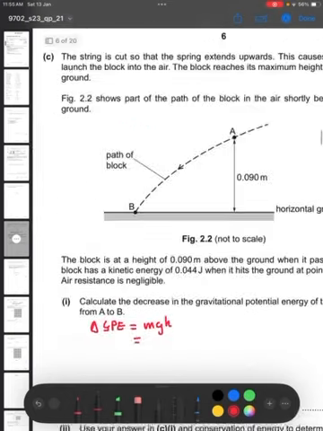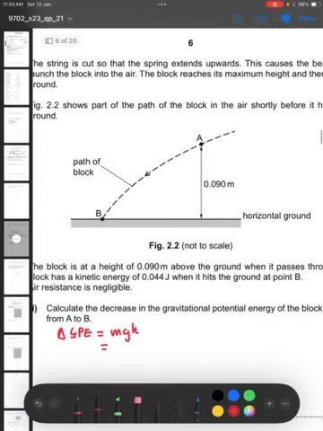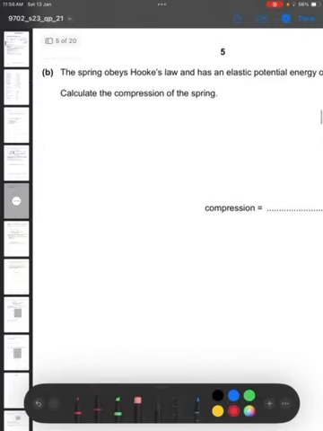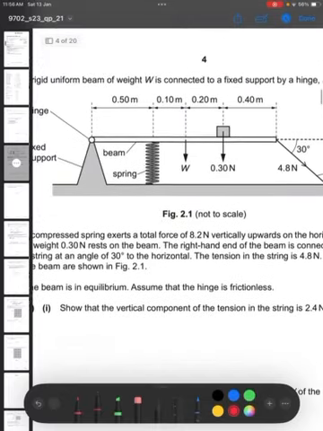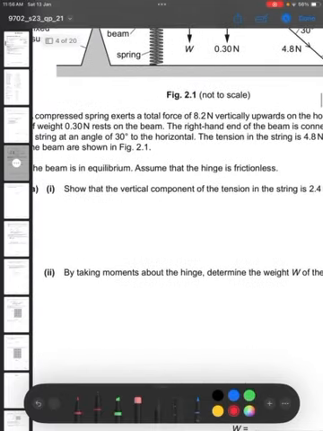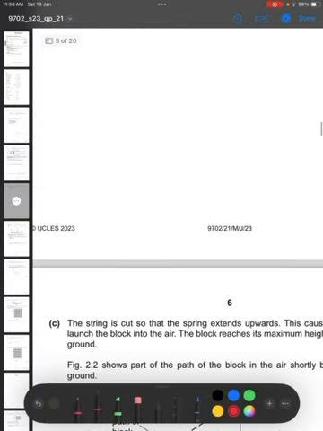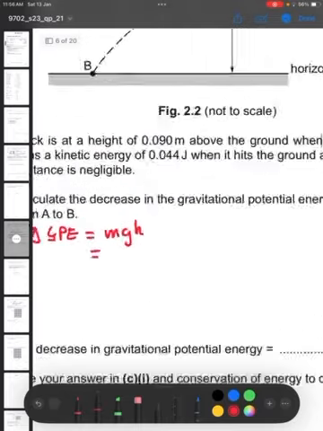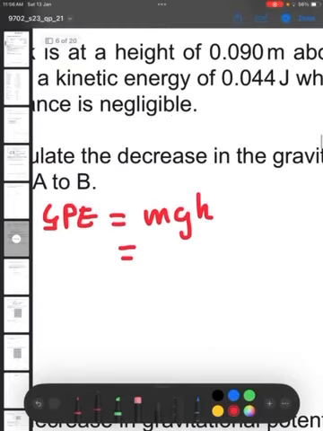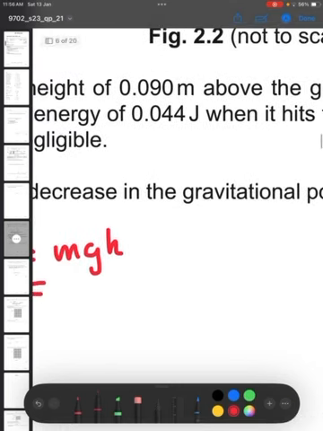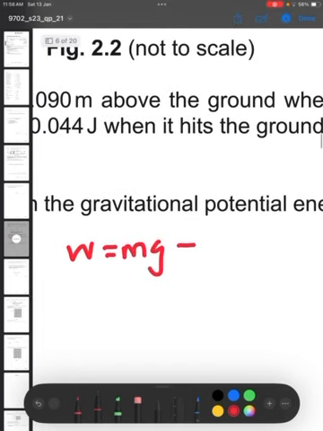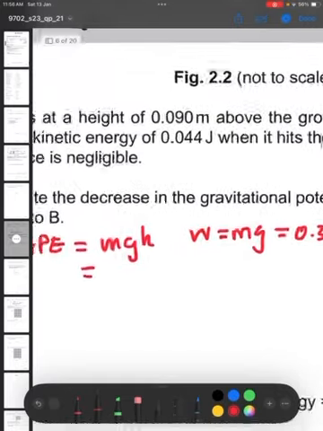We have our mass that is given from the previous part of the question. Let's go back to the previous part and see the mass of the block. So the block actually had a weight of 0.30. If that is its weight, then we know that weight is equal to mg, and that weight is 0.30 newtons. So mg is 0.3.